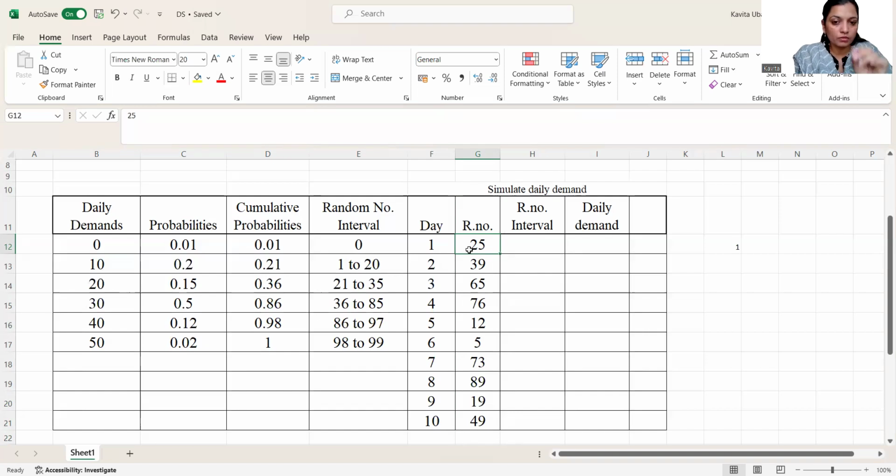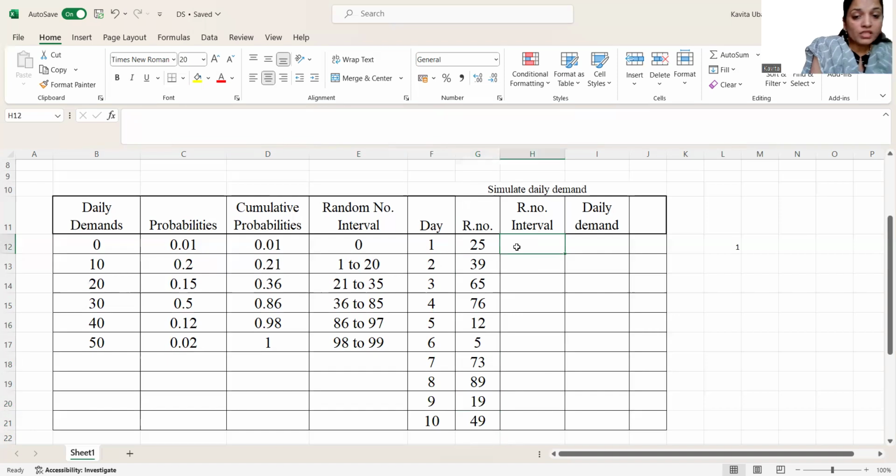While writing random numbers, there is no need to follow any ascending or descending order. Whatever random numbers they have provided, you only need to write those down. So 25, 39, 65, 76, 12, 5, 73, 89, and 49. These are the random numbers provided to you.